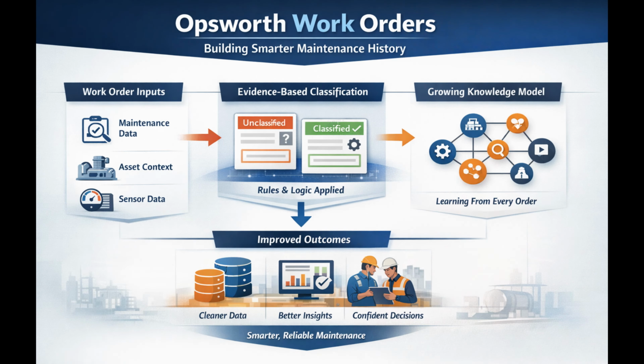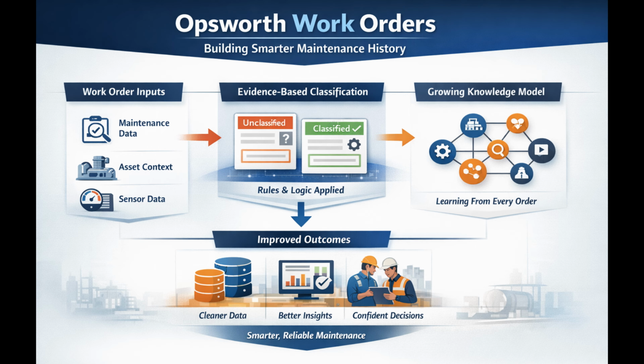What if it could? This is Opsworth work orders. It works with your existing CMMS, not instead of it. Its job is simple: to bring evidence and consistency into how work orders are classified. We connect maintenance data, asset context, and sensor history, then apply structured, rules-based logic so similar work orders are classified the same way every time.